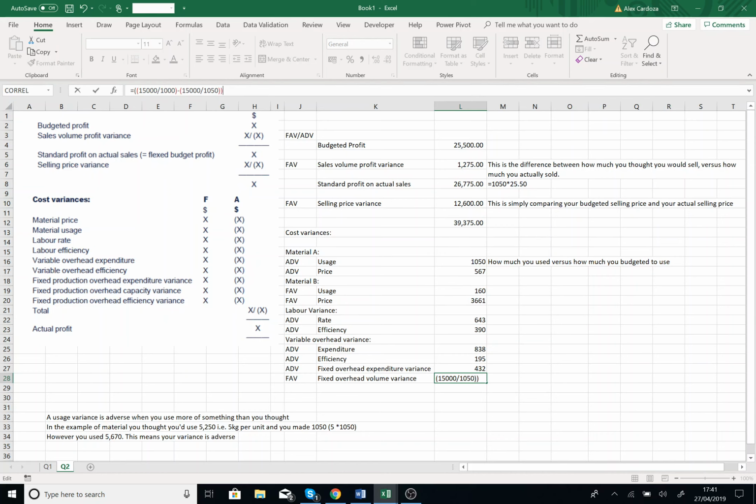Basically, the logic here is, if you produced more than you budgeted, your fixed overhead volume variance will always be favorable. If you produce less than you budgeted, then it will be adverse, okay? Because the way they work it out is, the more you produce, the lower your fixed costs per unit are. And that's why it's favorable. Times that, 750, right? And then you should get actual profit.